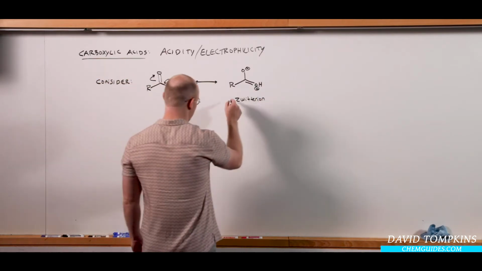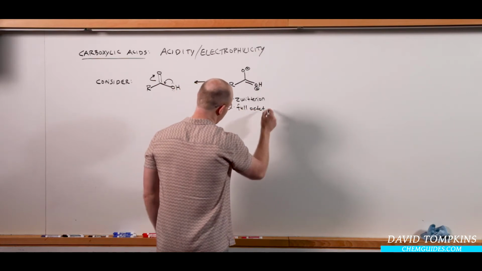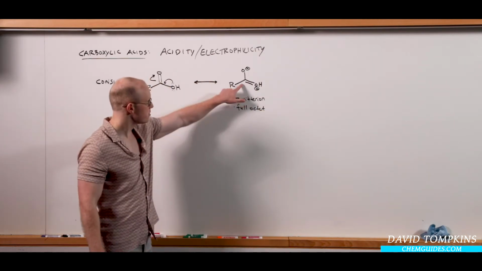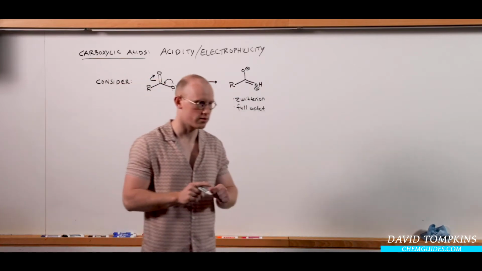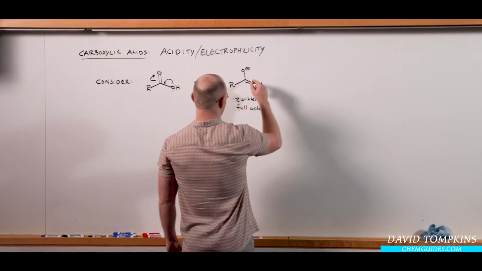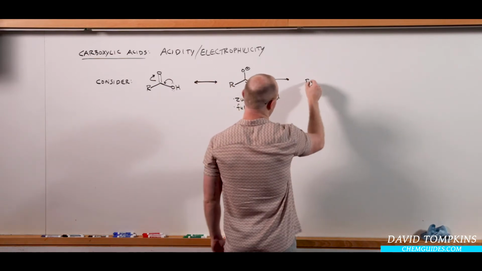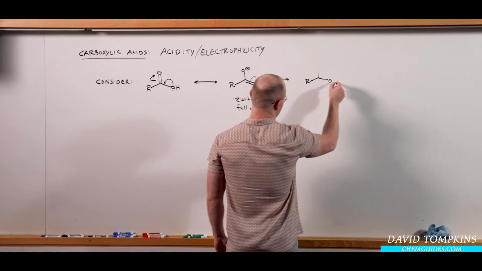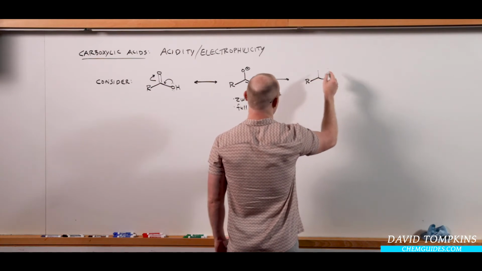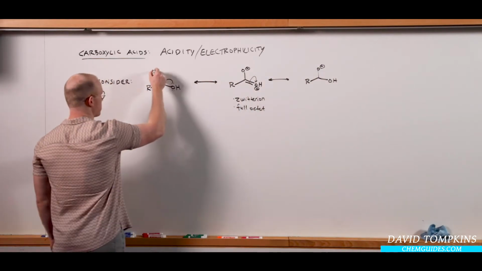However, it's still a full octet resonance form, which means it's quite stable and important as long as this C=O pi overlap is good. You could show one more resonance form by simply pushing the pi pair back to the singly bound oxygen in the form of a lone pair. So I'll add all of the implicit lone pairs here.